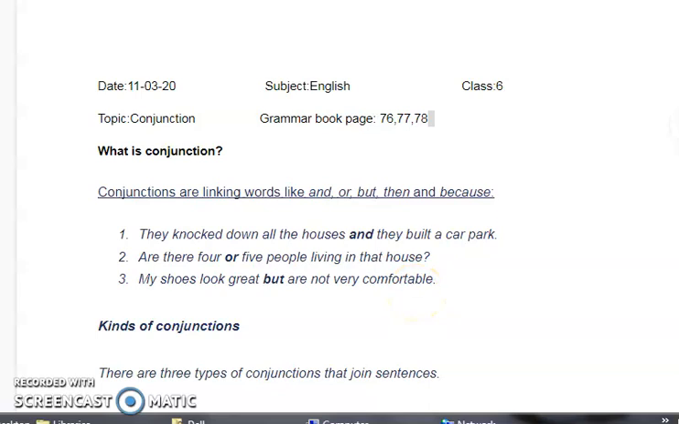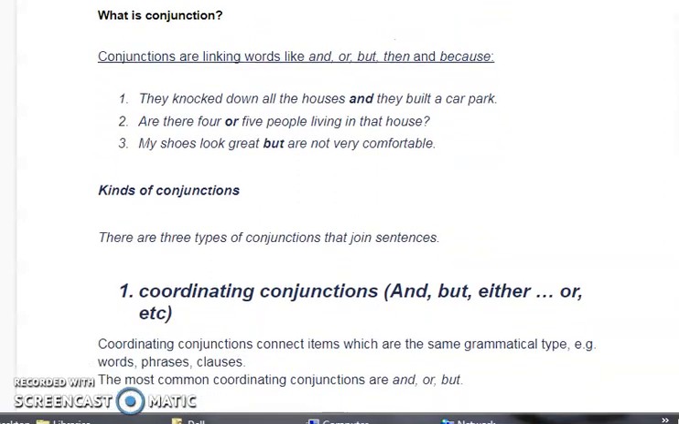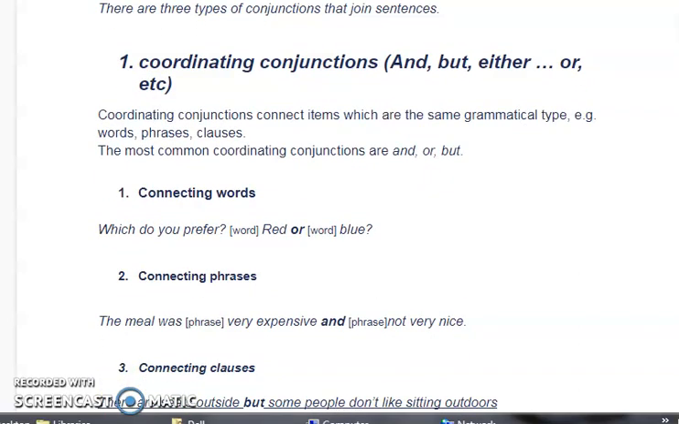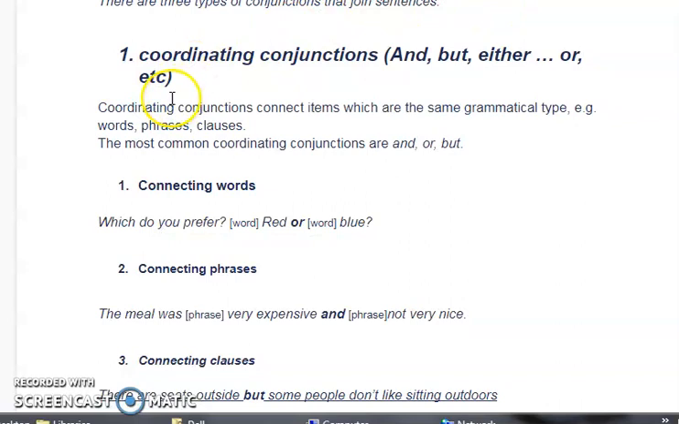Now we'll see the kinds of conjunctions. Actually, there are three types of conjunctions that join sentences. The first one is called coordinating conjunctions. Words like and, but, either, or, they are coordinating conjunctions. Coordinating conjunctions connect items which are the same grammatical type. What do you mean by same grammatical types? These conjunction words are used to join words with words, phrases with phrases, and clauses with clauses.